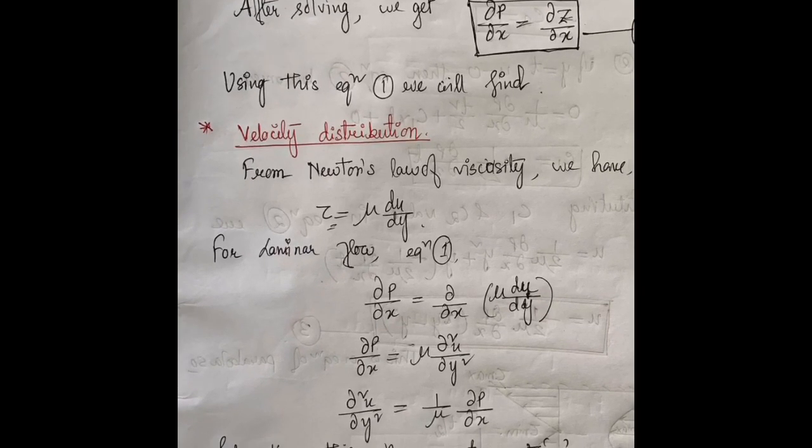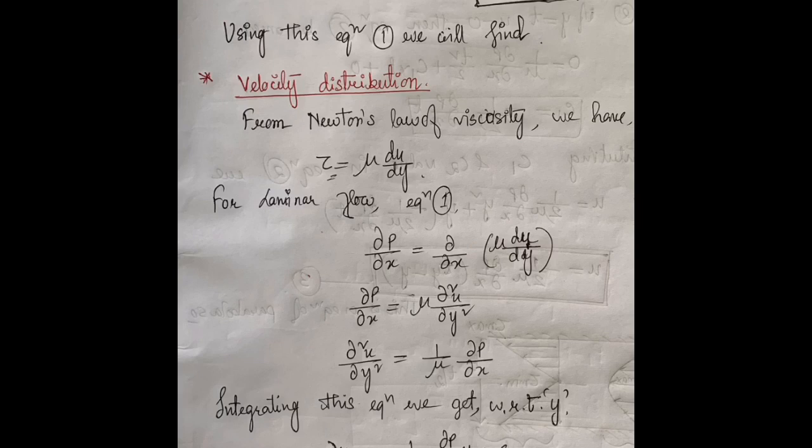So, after solving you have got equation 1: del p by del x equal to del tau by del y. Using this equation, we can find the velocity distribution along the two plates.